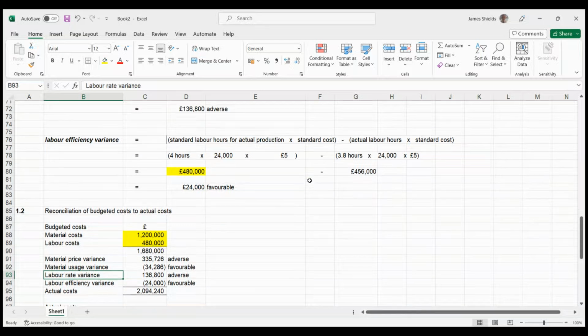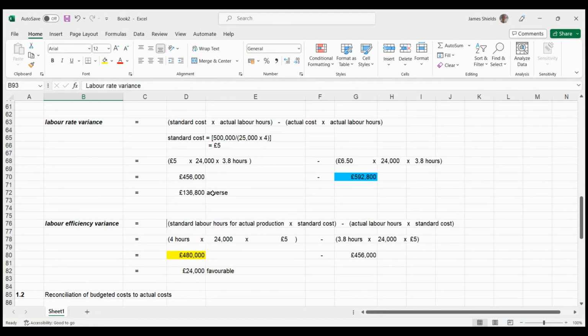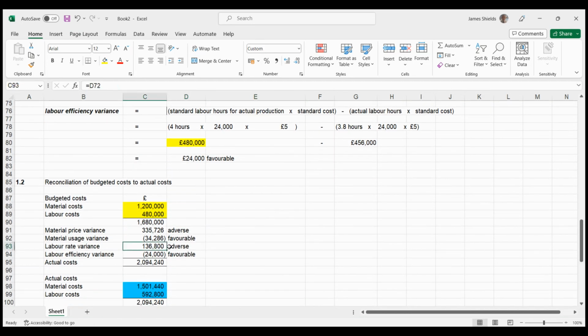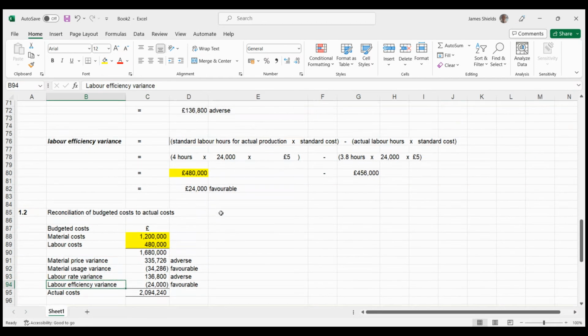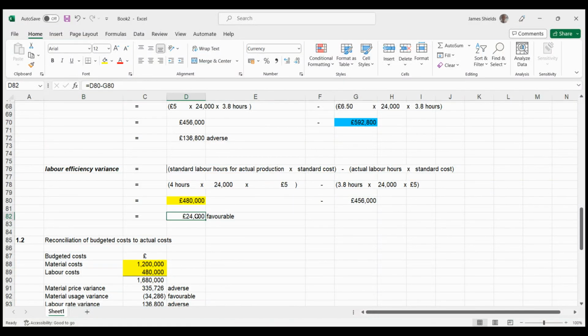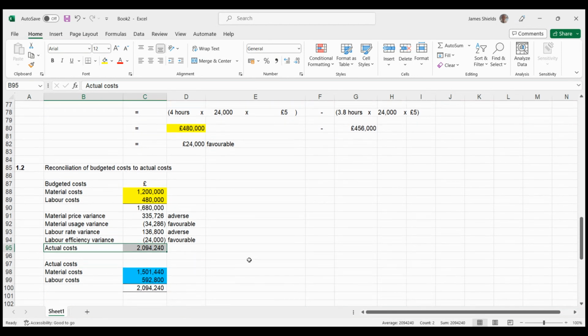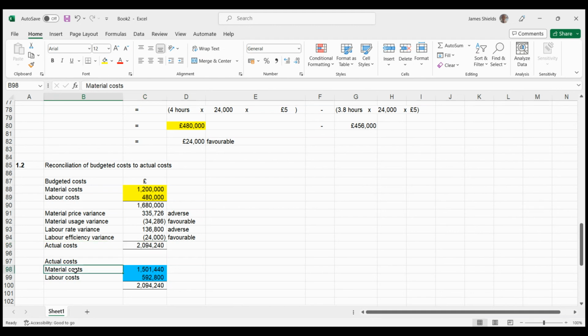Labour rate variance, again, it's adverse. So it costs us more. So we're going to have to add that on to our budgeted costs. So it's adverse for £136,800. And labour efficiency variance, just above here, £24,000 favourable. So it costs us less than we expected. So we're going to deduct that. Now that gives us the actual cost then of £2,094,240. Now we need to split that between the material cost and labour cost to make sure we're at the right amounts.